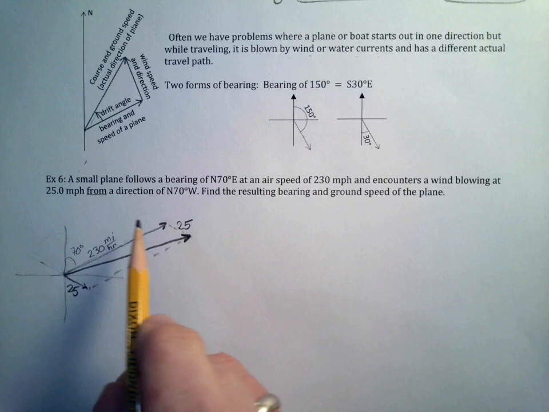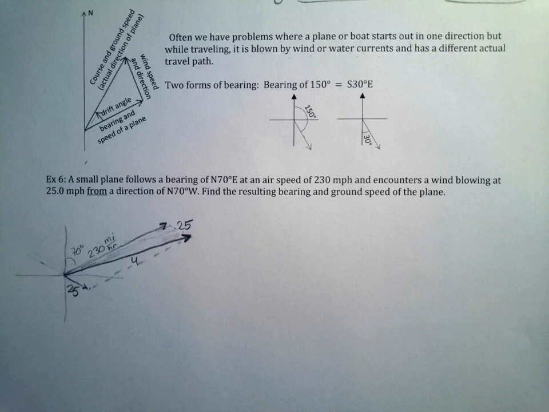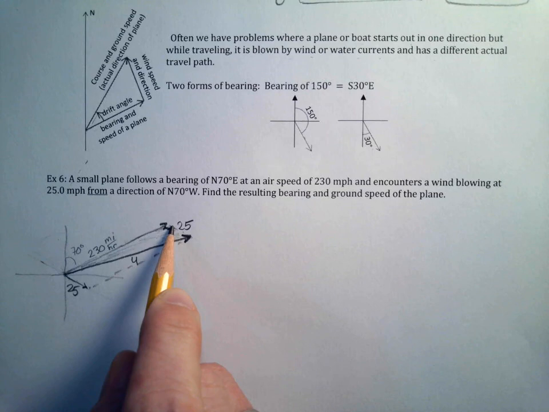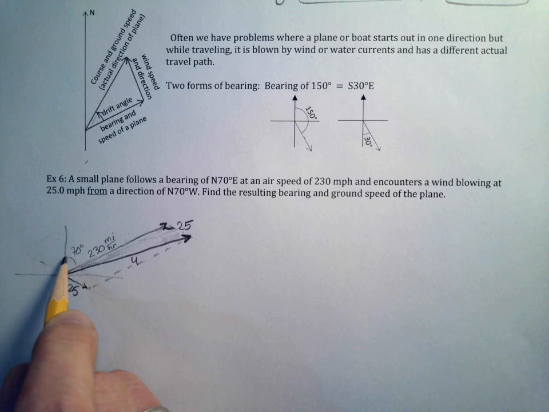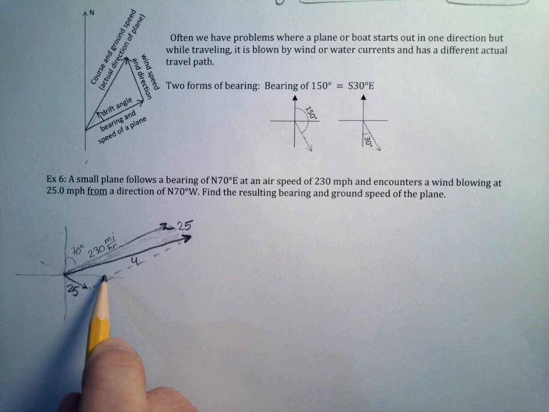So concentrate on this triangle here. And we want to find this. Now, can we find that angle up here? That's the key. We have to be able to find that angle. And we know that's 70. We know this angle, let's see, that's 70.